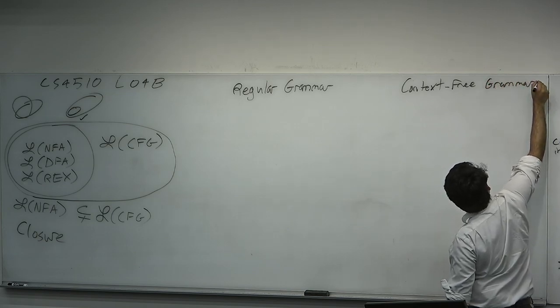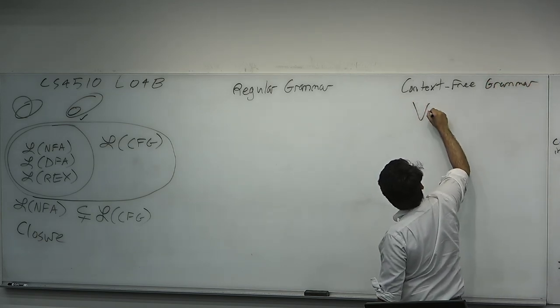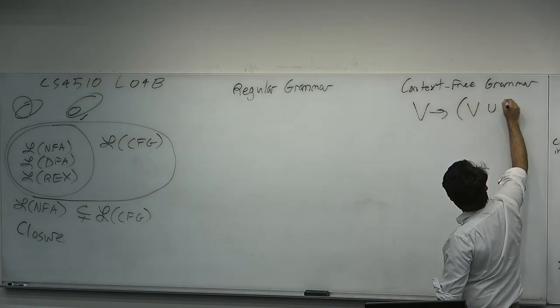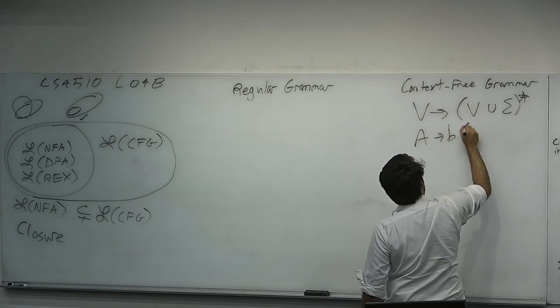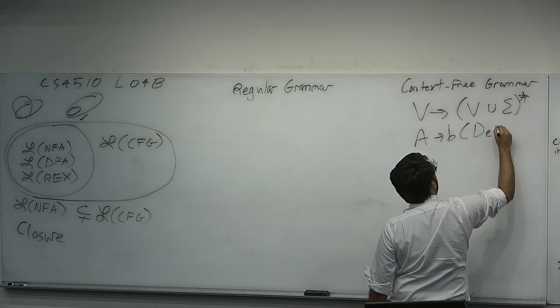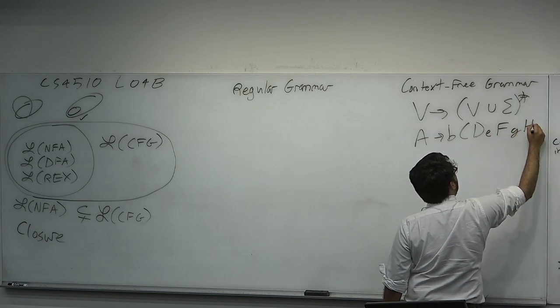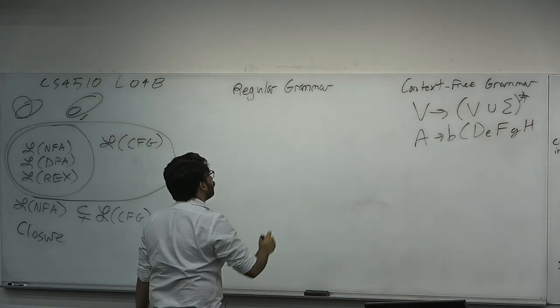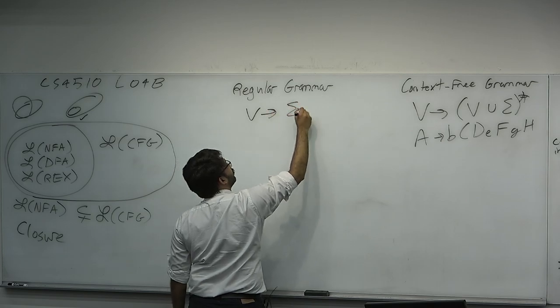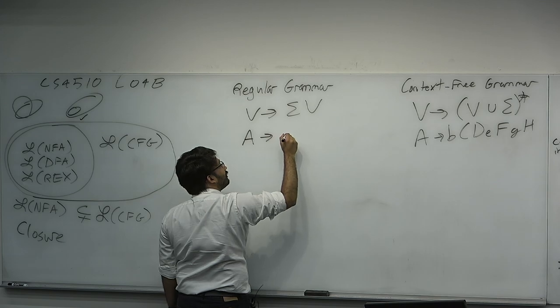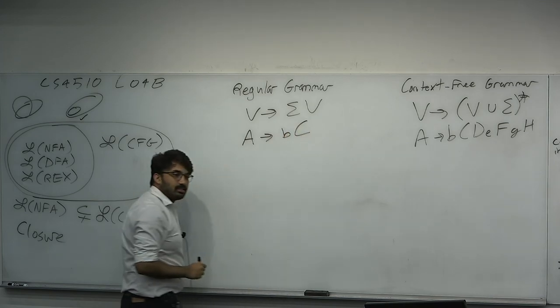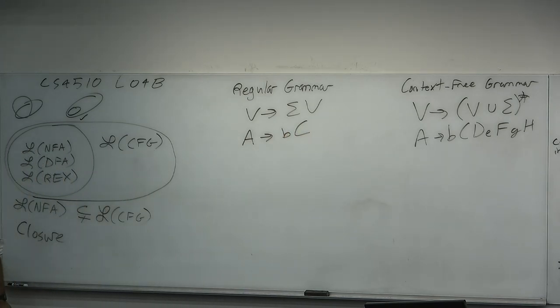A context-free grammar has rules of the form V goes to a string of terminals and non-terminals, right? So you can have like A goes to little b, capital C, capital D, little e, capital F, little g, capital H, whatever, something like that. In contrast, a regular grammar only has rules of V goes to sigma V. What that means is a single non-terminal A goes to a single terminal and a single non-terminal. That's it. Restricted rules. Immediately, you don't get A to the n, b to the n. You have a very simple kind of rule that's allowed.